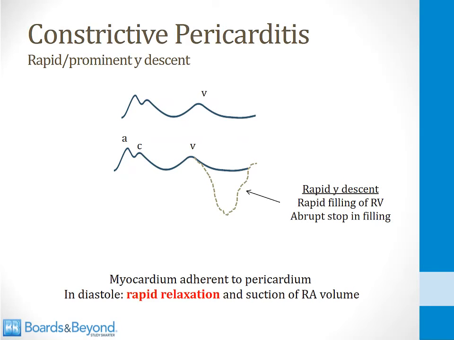There's a classic venous pressure tracing finding in constrictive pericarditis. It's called a rapid or prominent Y descent. Remember that the Y descent is the fall in pressure after the V wave. It's caused by filling of the right ventricle. In patients who have constrictive pericarditis, this becomes very rapid and prominent. It looks like this, and there are two reasons for this.